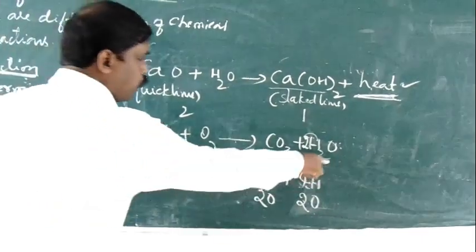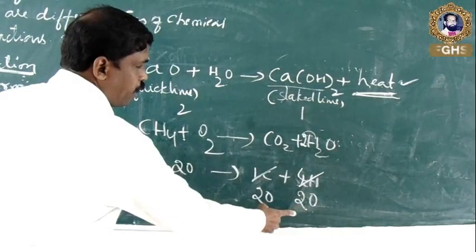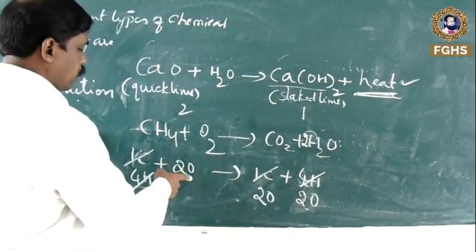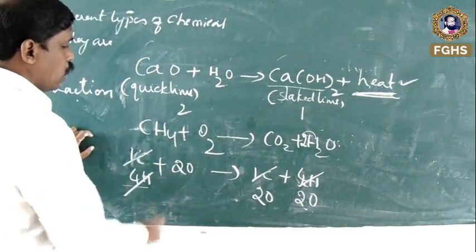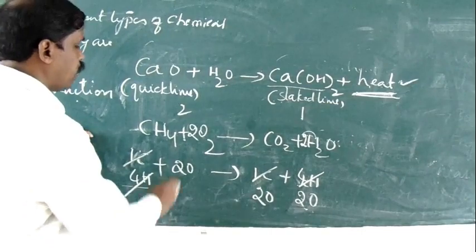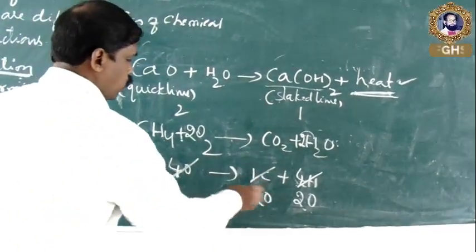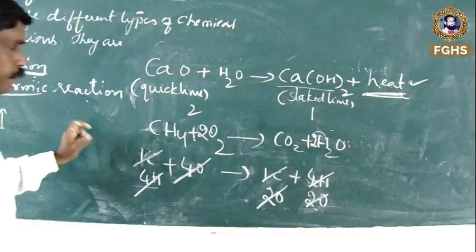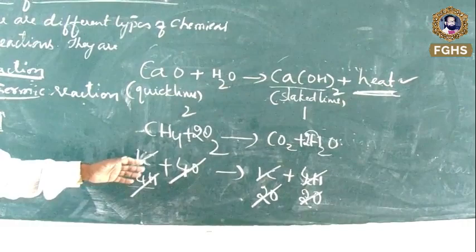Here 4H, 4H, cancel. But on the product side 4O is there, and on the reactant side 2O is there. In order to make it 4, what we have to do? We have to add 2 here. Then it becomes 4O, 4O and 2O, cancel. This is how we have to balance the chemical equation.